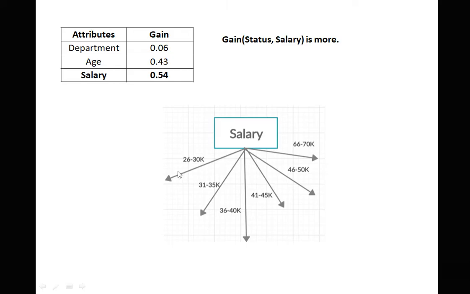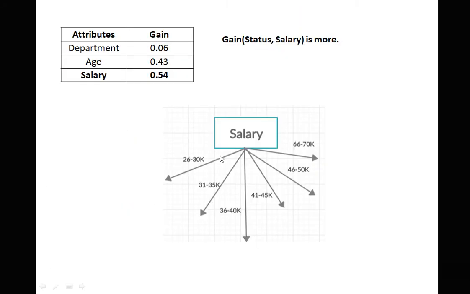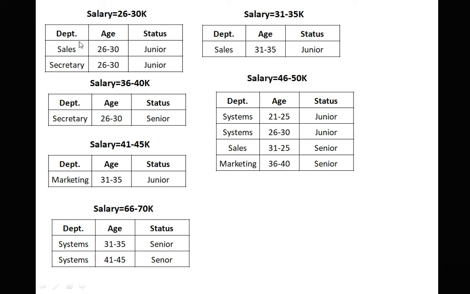Now we need to divide the total table into these categories. See, the first category is salary 26 to 30k. Only 2 attributes are there, department and age, because salary is already used here. Department, age, status. Next, 31 to 35k, only 1 record is coming, which belongs to junior. Next is 36 to 40k, only 1 record, senior. 41 to 45k, junior. 46 to 50k, we are getting 4 records in which 2 are junior and 2 are senior.